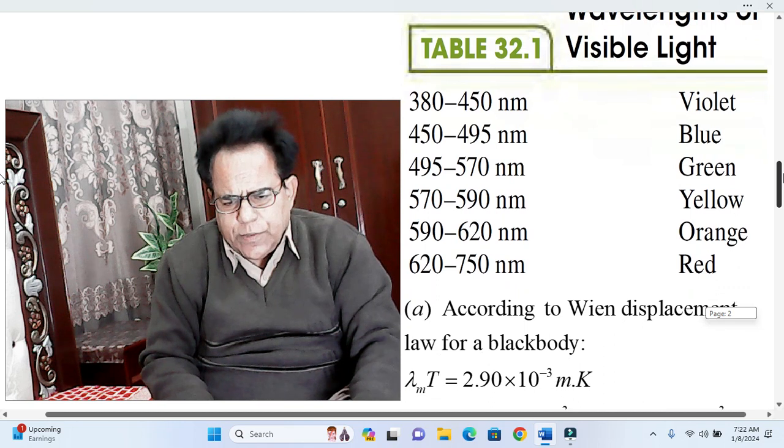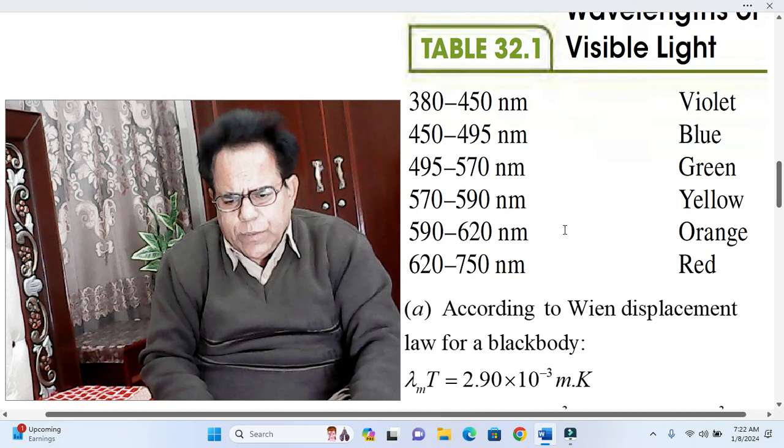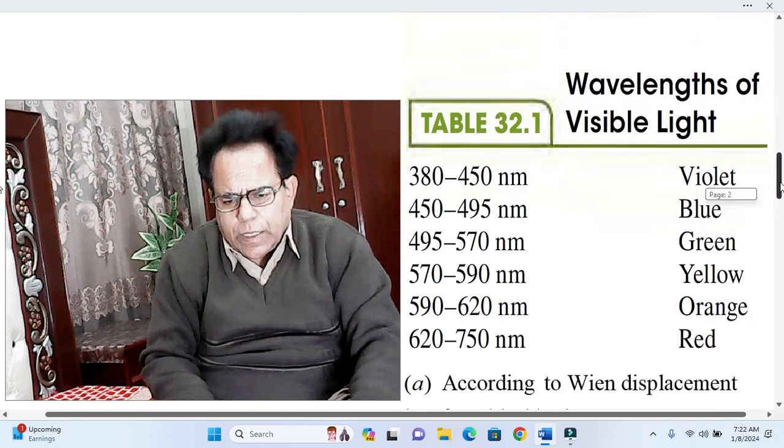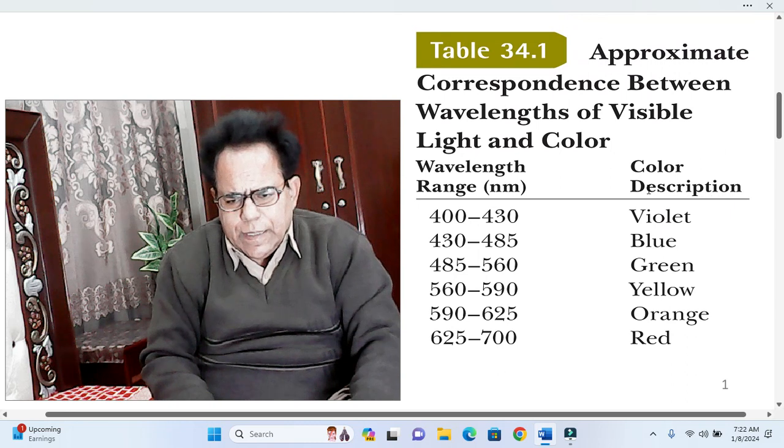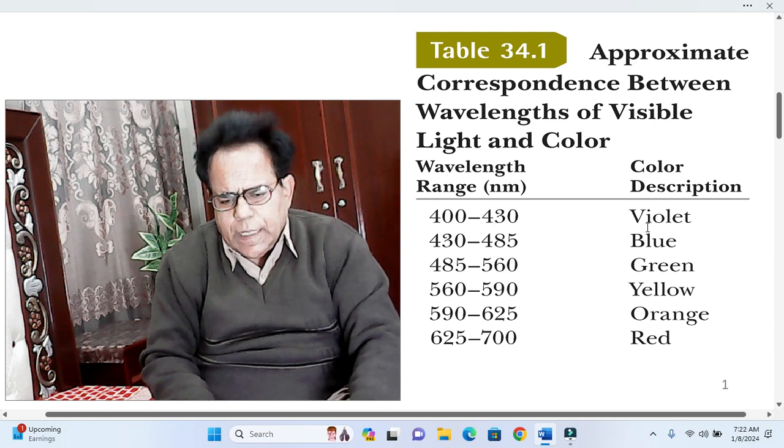Violet starts from 380. From 380 to 750 nanometer colors are given, and shorter than these is ultraviolet. Similarly, from its equivalent snapshot, from 400 to 700, from 400 to 430 the color is violet, while below 400 that is ultraviolet.